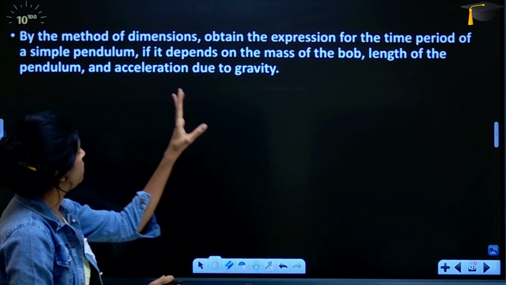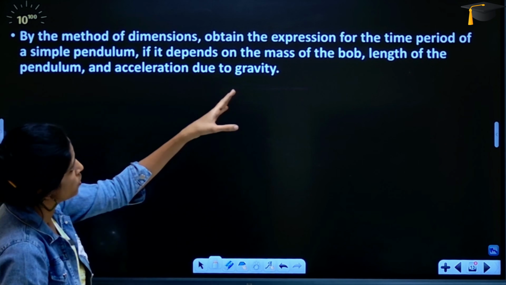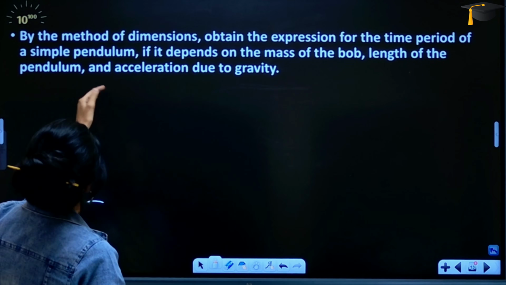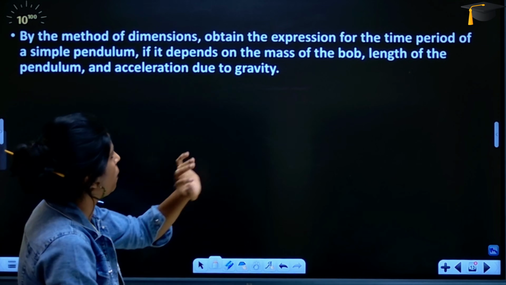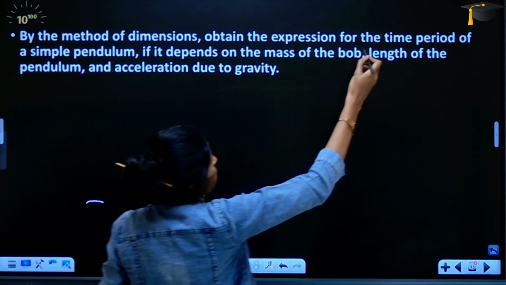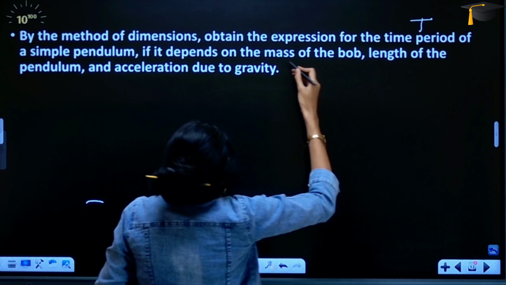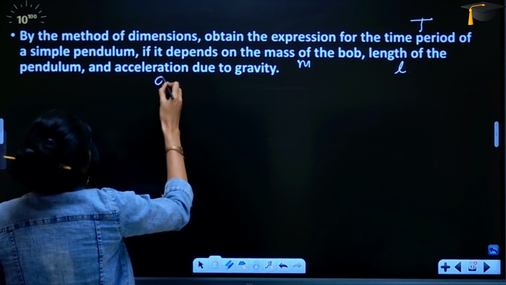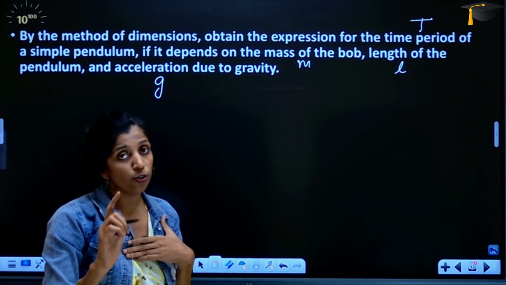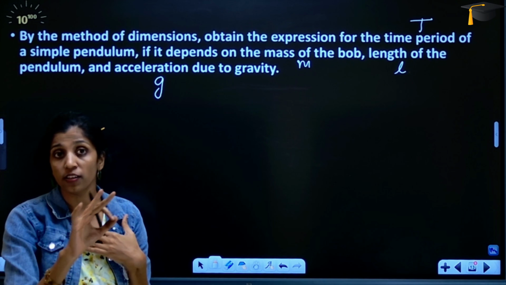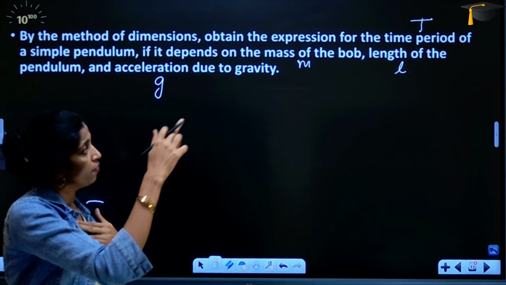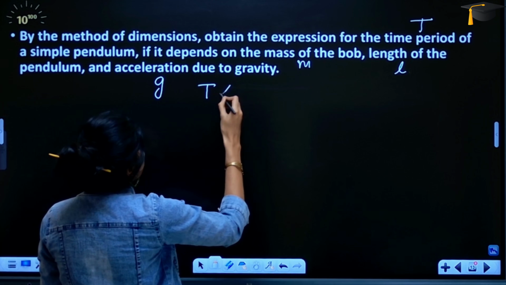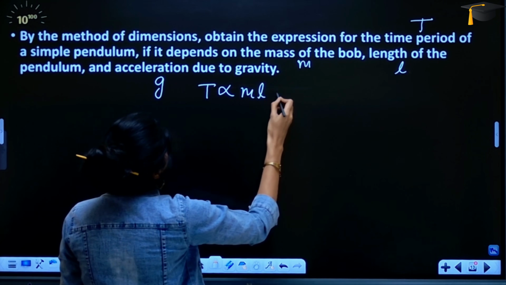First, here they have asked: by the method of dimensions, obtain the expression for the time period of a simple pendulum, and it depends on mass. Time period I'll denote as capital T, mass as m, length as L, and acceleration due to gravity as g. For that, you should know the dimensional formula for all these quantities, students. Now they are saying that time is directly proportional to mass, length, gravity.